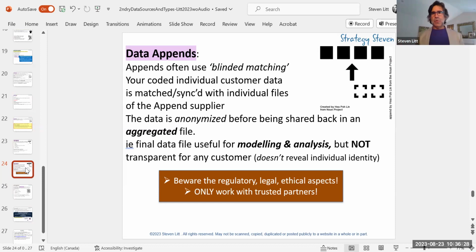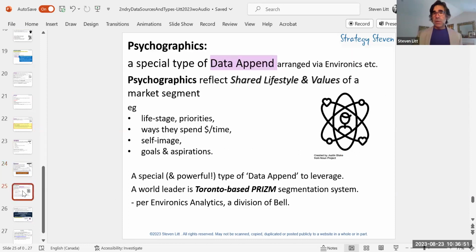And that's useful for you because all you knew about was their mortgage behavior. But now that you've appended the data, you know how often they take vacations, whether they own a cottage or not, which magazines they subscribe to. You know more about their total life and their values. But do not use this data unless you're aware of the regulatory, legal, and ethical aspects, and only do this if you're dealing with a trusted partner.